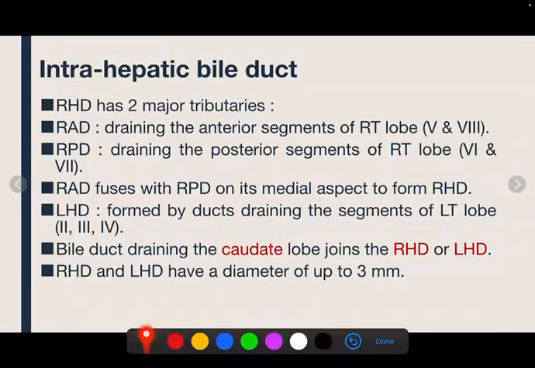Again, intrahepatic bile ducts. The right hepatic duct has two major tributaries: a right anterior duct draining the anterior segments of the right lobe, which is segment 5 and segment 8, and the right posterior duct draining the posterior segments of the right lobe, which is segment 7 and segment 6. The right anterior duct usually fuses with the right posterior duct on its medial aspect, forming the right hepatic duct. A left hepatic duct is formed by the ducts draining the segments of the left lobe, segments 2, 3, and 4. A bile duct which drains the caudate lobe usually joins either the right hepatic duct or the left hepatic duct. The diameter of the right and left hepatic duct is usually up to 3 millimeters.